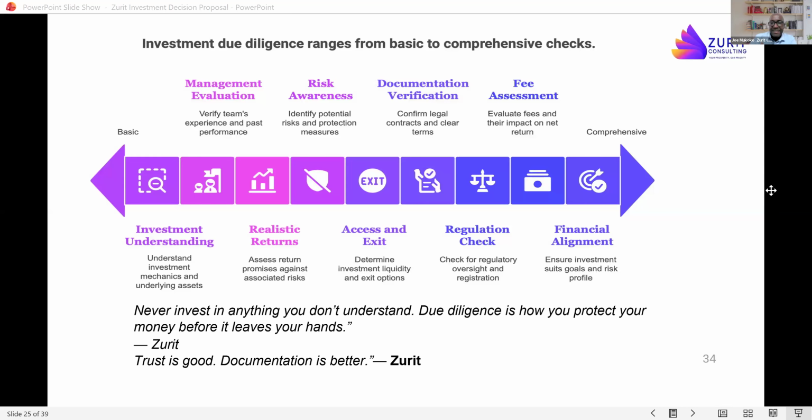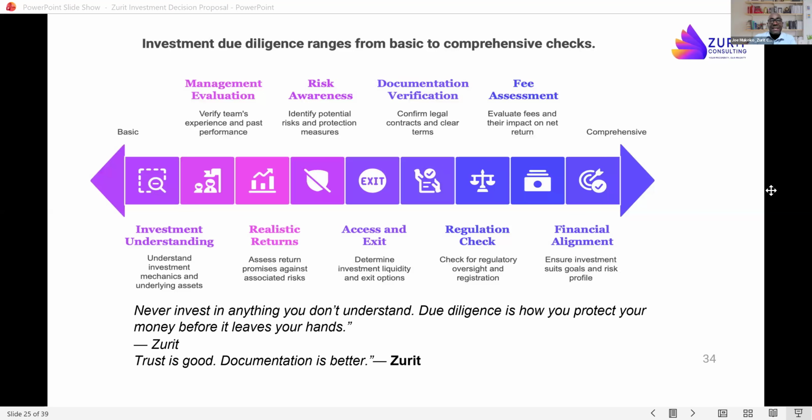What are you investing in? What are the promised returns? What are the regulations around this? What are the risks that go with this? What are the charges? Can I access? Can I exit? And how do they align to my overall goals?